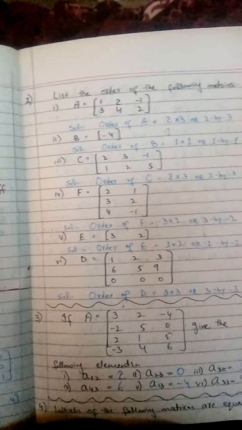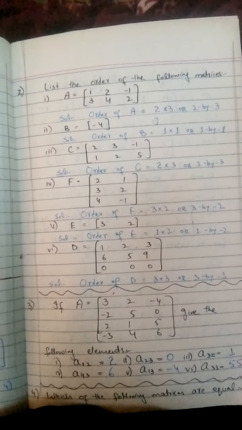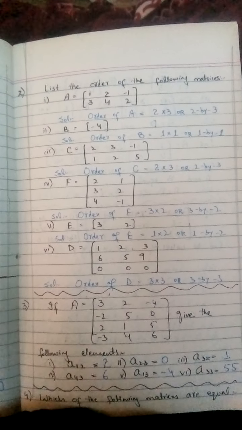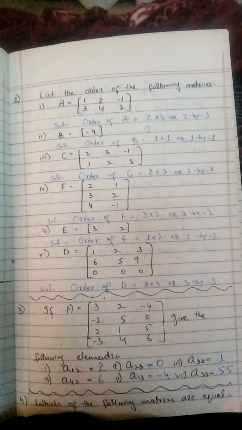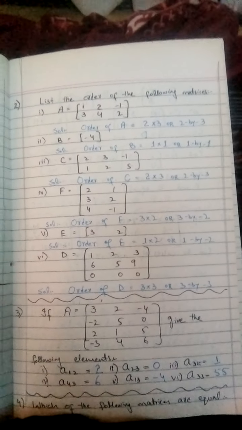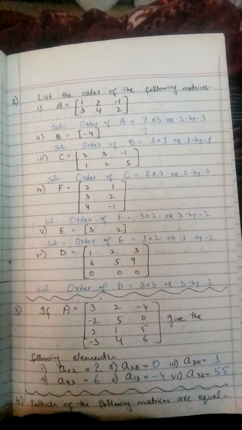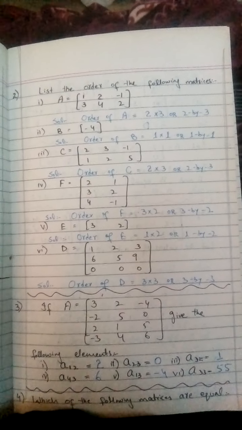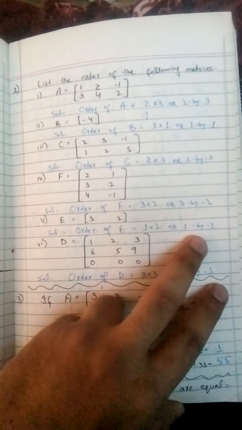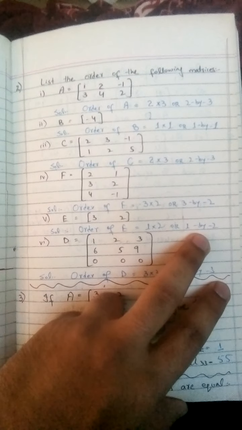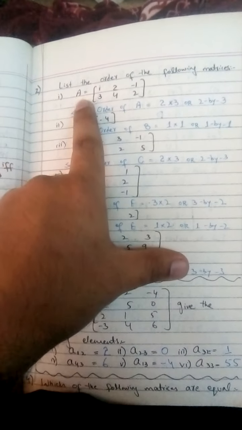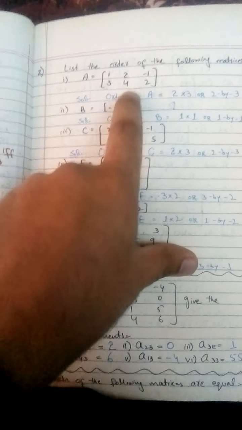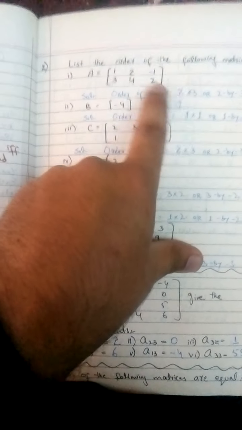question number 2, what does it say? It says to list the order of the following matrices. Now we have to find the order, so we have to remember the formula. How can we find the order? It's very easy: the number of rows multiplied by the number of columns. So here matrix A has 1, 2 rows and 1, 2, 3 columns, so it has 2 rows and 3 columns. So the order of this matrix is 2 cross 3 or 2 by 3.